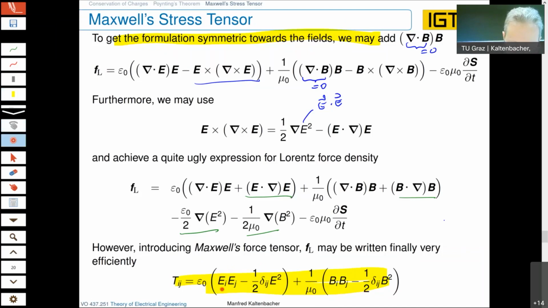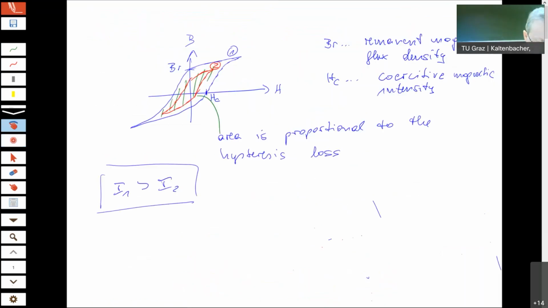You have to take the product between the i component of the electric field and the j component of the electric field and subtract 1/2 of the electric field squared with the delta function delta ij. And here it is totally the same. Yeah. So now let's go here. What does this mean when we write Ei, Ej? Yeah.